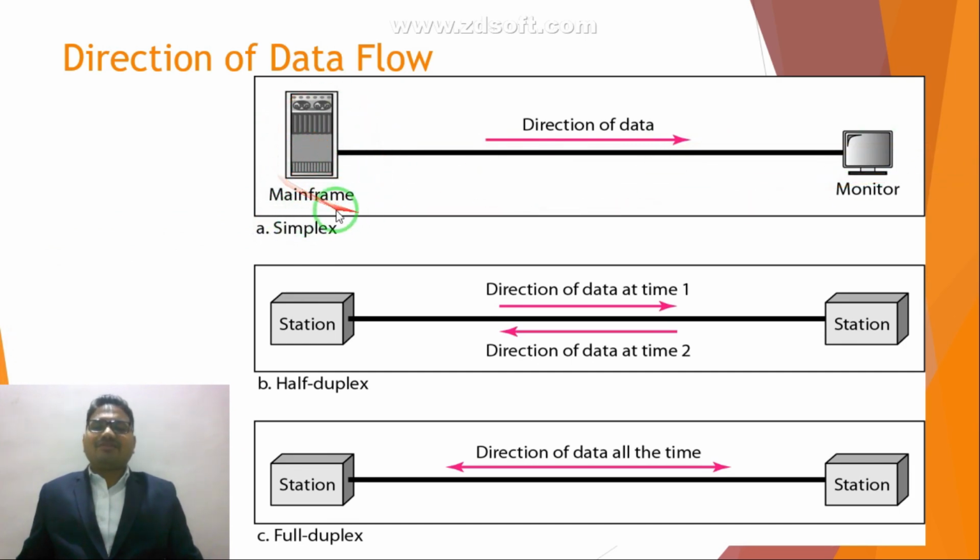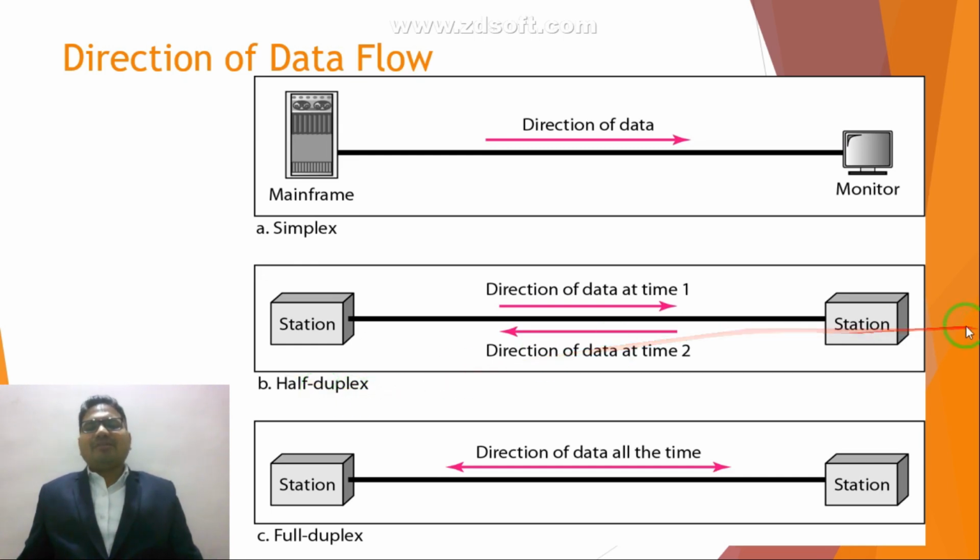As you can see from this figure, the data is going to be transmitted from this mainframe computer to this monitor. This is your simplex communication. Like your keyboard, it only gives input to your computer, that is simplex communication. Your monitor, your screen, always displays the data, so it is an output device. Your mouse is going to give input to the data. So it is all about simplex communication.